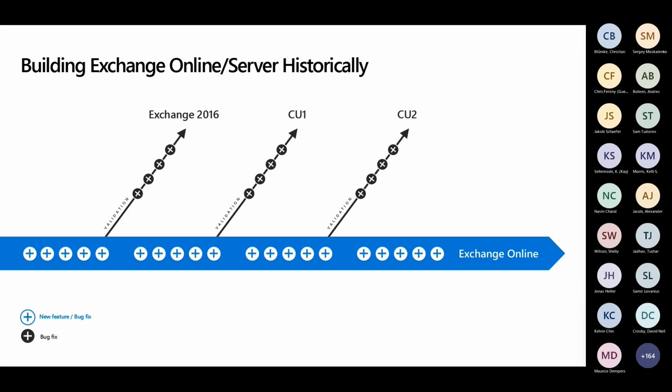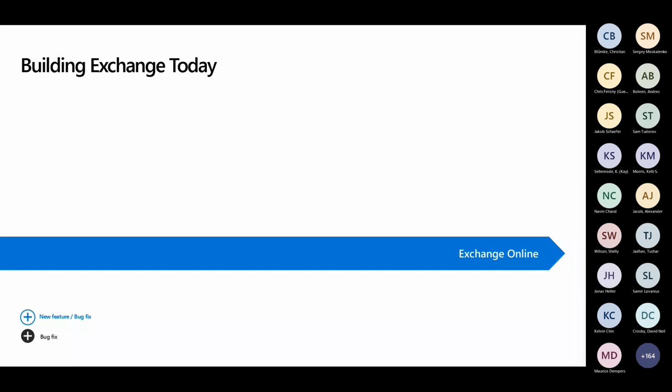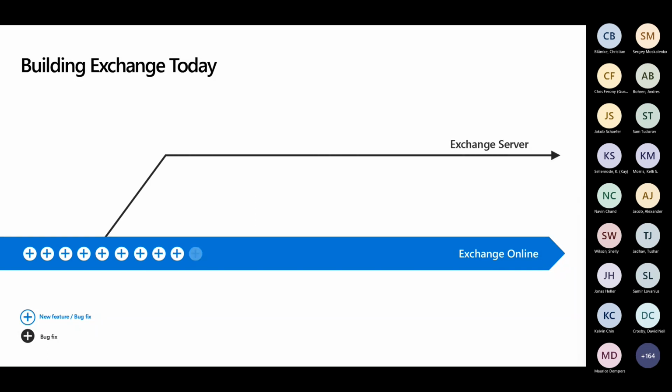Now, over time, what we found is the number of changes in the main line that directly benefited on-prem customers decreased. And so we spent more time looking for issues than we did adding features. So we decided to branch on-premises from the service as it gave us more control over what to ship to on-prem customers.